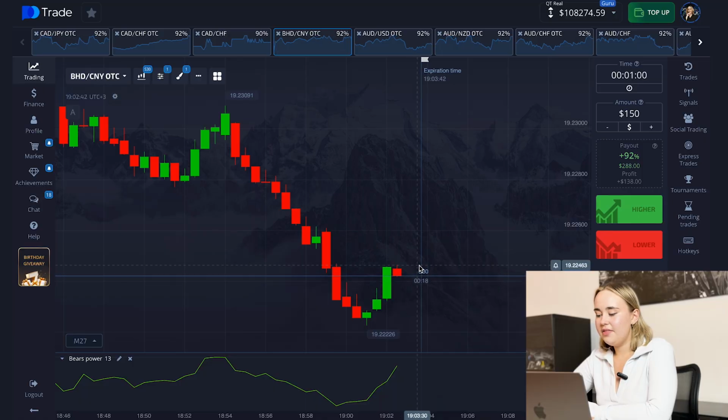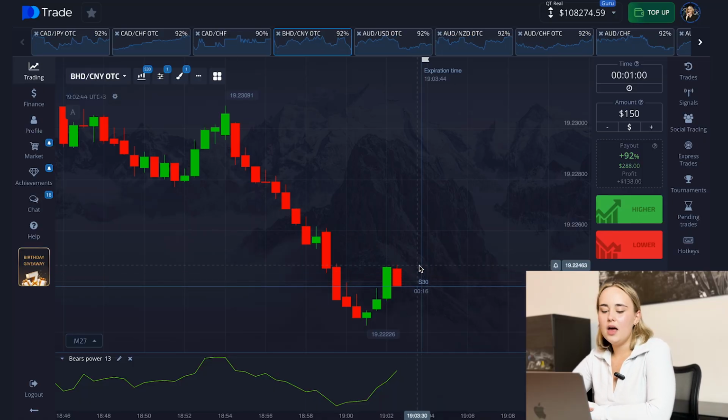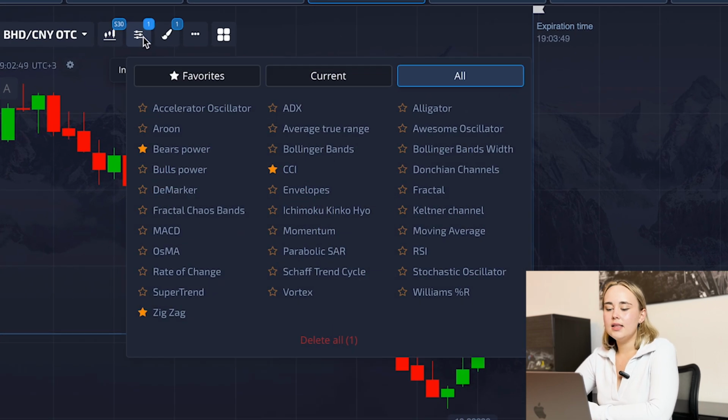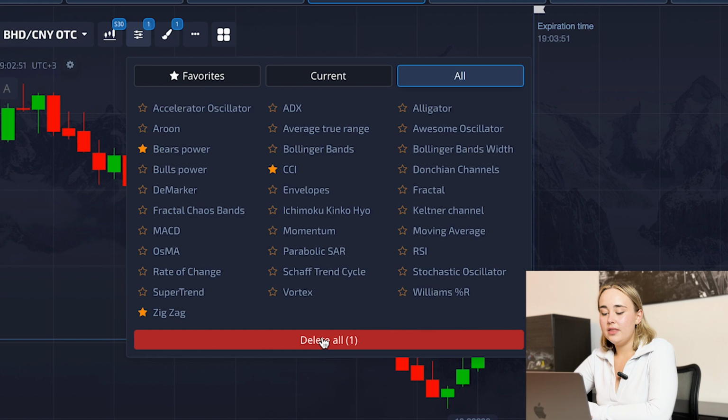Guys, see, it's really easy to understand that. So I think that's it with the Bears Power indicator. Let's move on and see the other one.